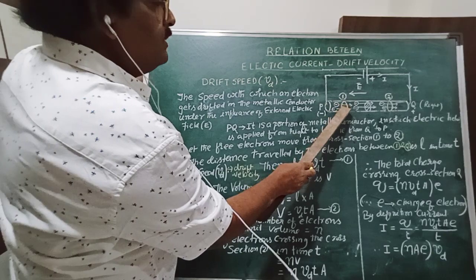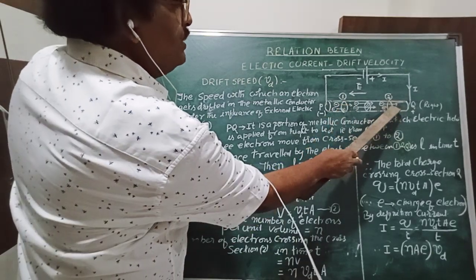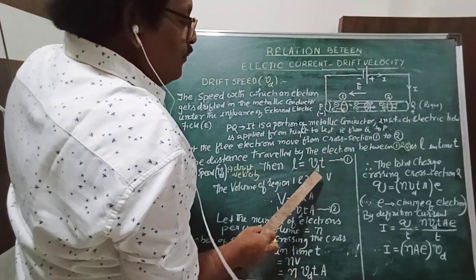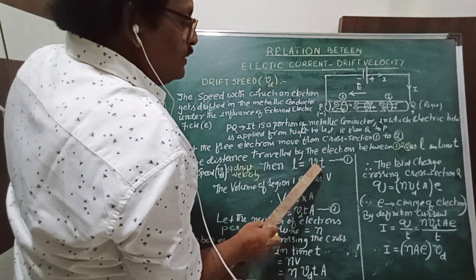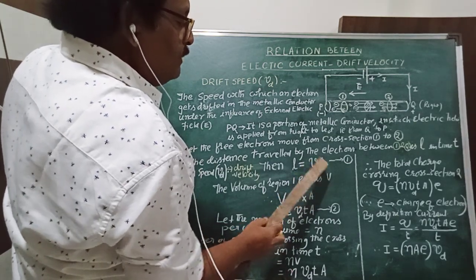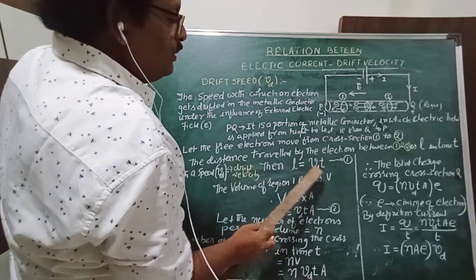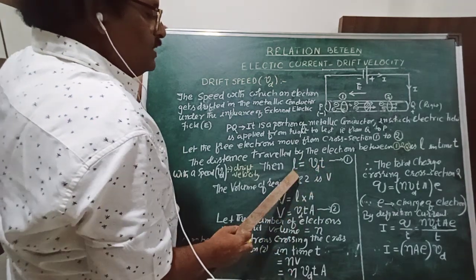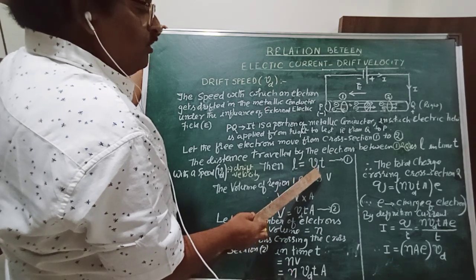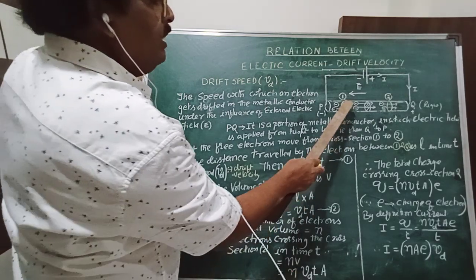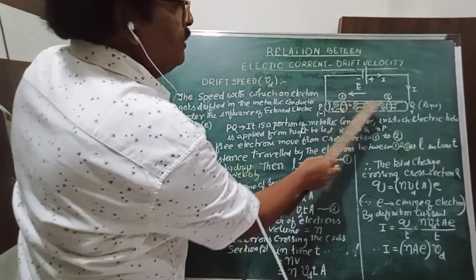Now, the distance that is travelled by these electrons between these two cross sections is equal to drift speed into time. Velocity into time is equal to displacement. Distance is equal to speed into time. No problem. Distance travelled is the speed of the electron into the time taken for the electron to travel from cross section 1 to cross section 2.